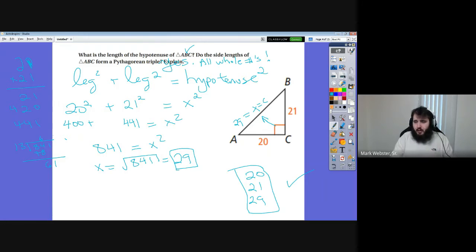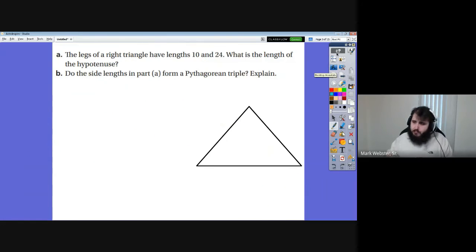All right? Your turn. Give it a try. Okay, so let's go over this. Now, I put a little triangle here. The original problem didn't give you one, but it helps to draw a picture. The legs are 10 and 24.